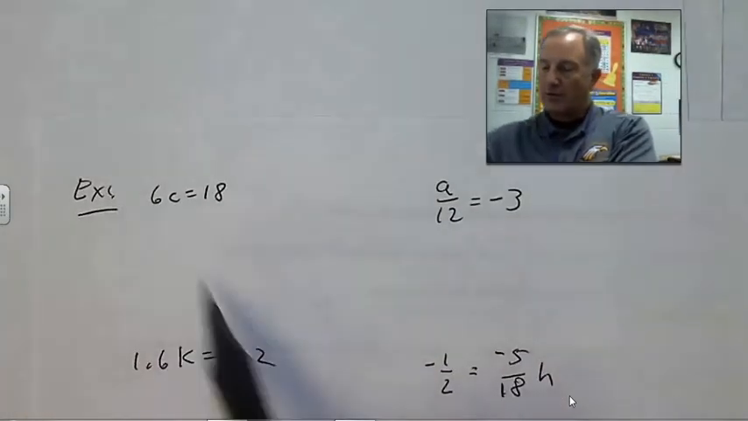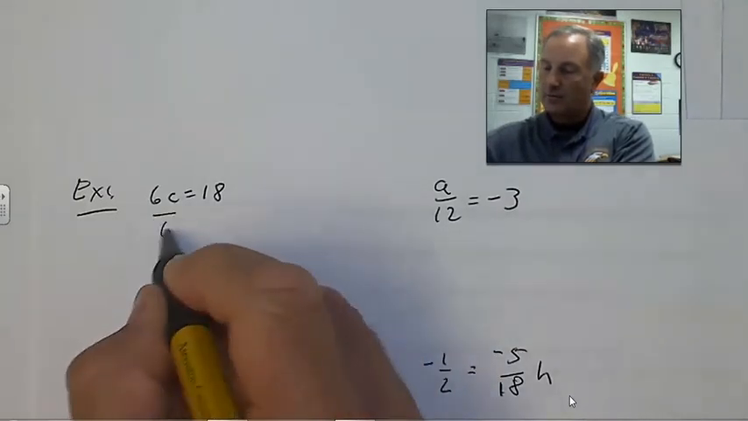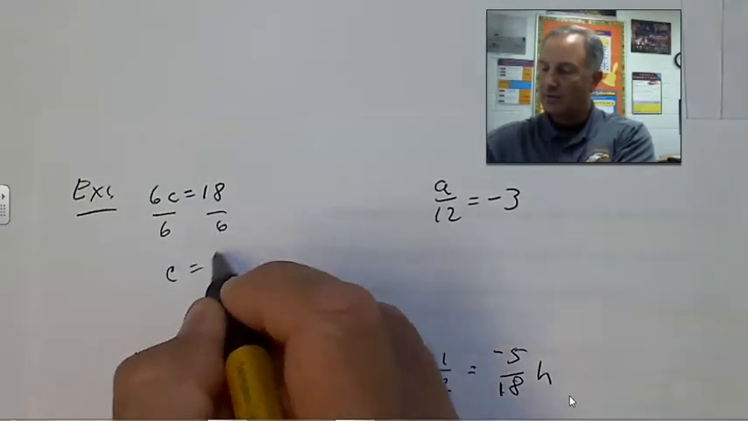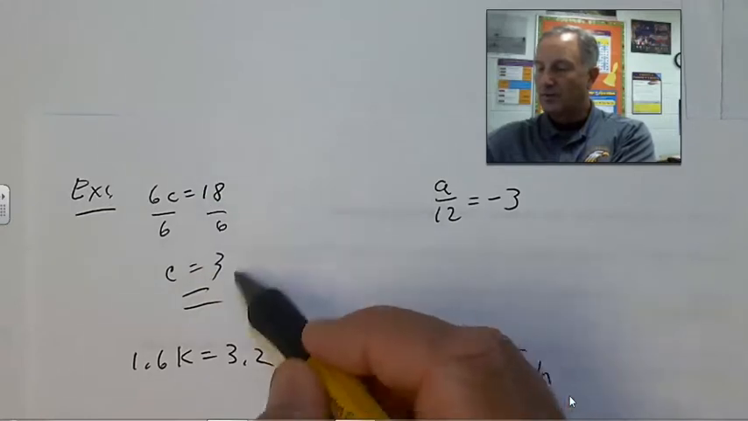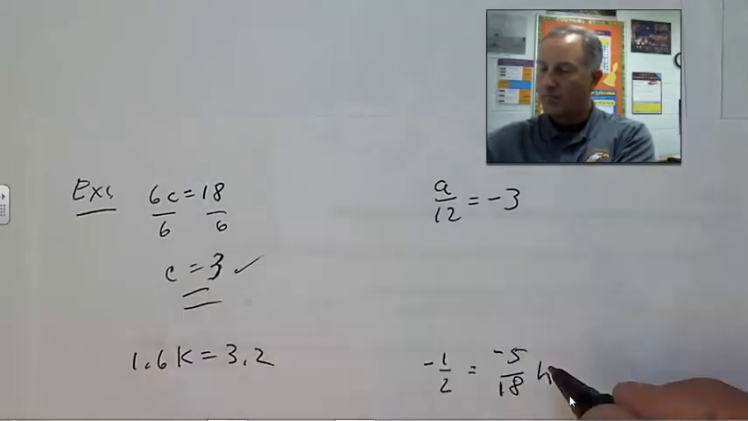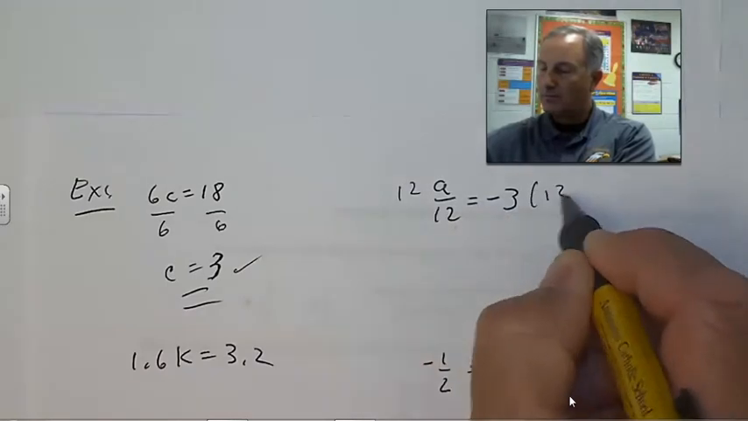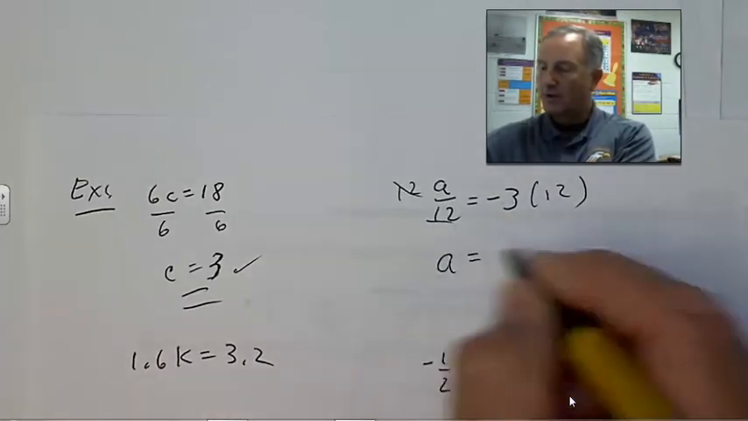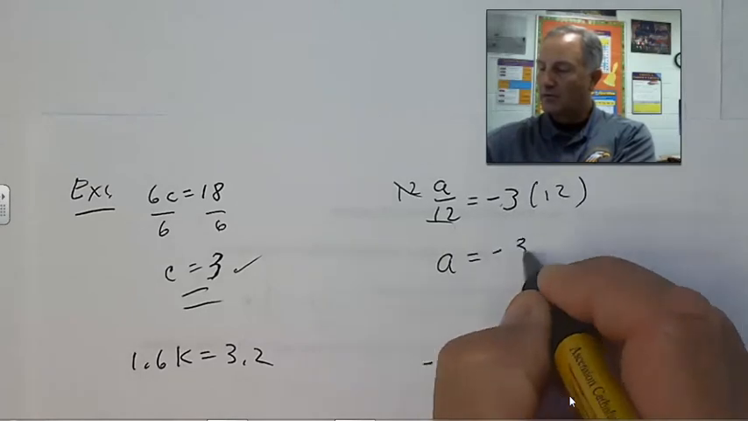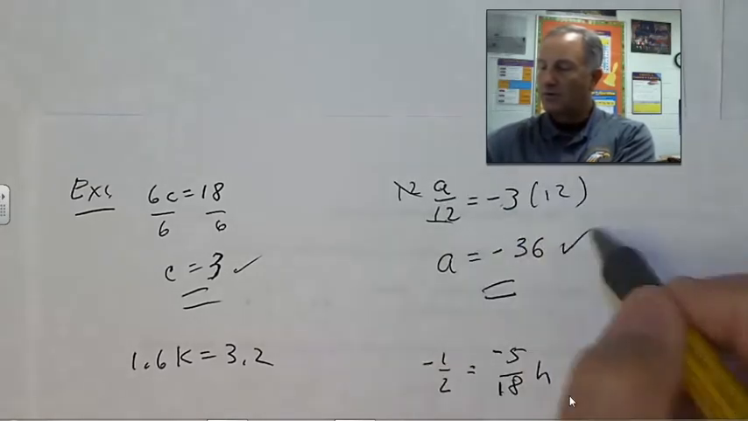Solving for C here, this is multiplication because your coefficient is 6, so do the opposite and divide by 6. Want to check it? 6 times 3 equals 18, it checks. This is division, so we multiply. Whatever that number is, just do the opposite operation with it. And -3 times 12 is -36. Does -36 divided by 12 equal -3? Sure does.